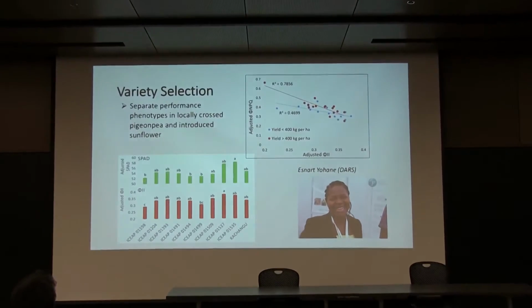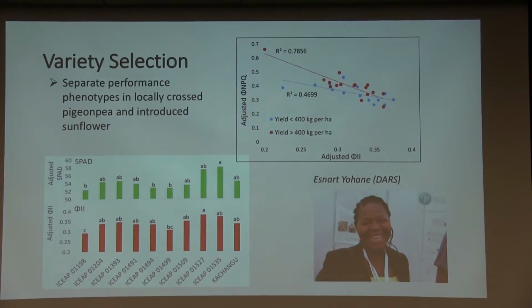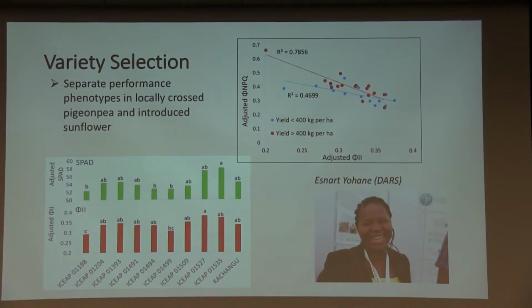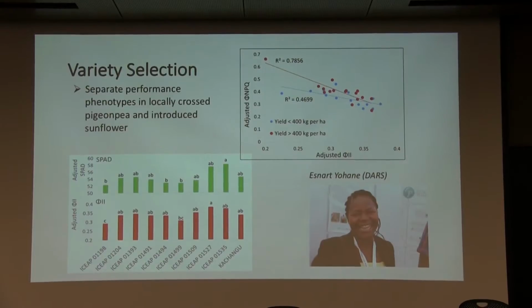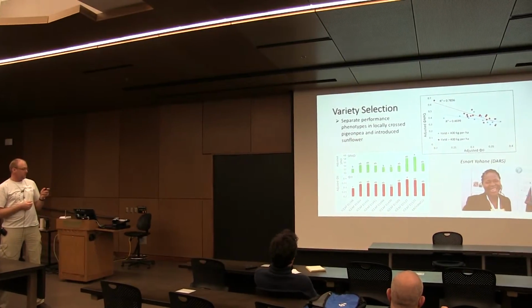This is Esner Yohani. She's a plant breeder with the Department of Ag and Research Services. She wanted to separate performance phenotypes in the pigeon pea project that Dave was talking about earlier, and also in introduced sunflower. So here we go.